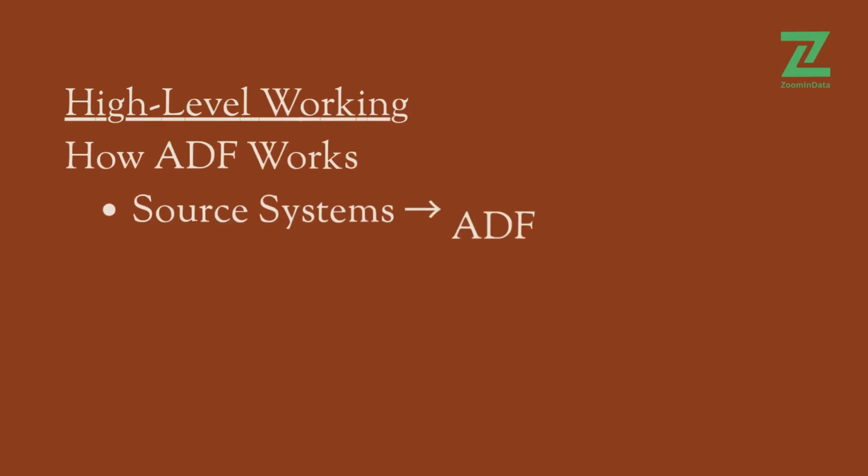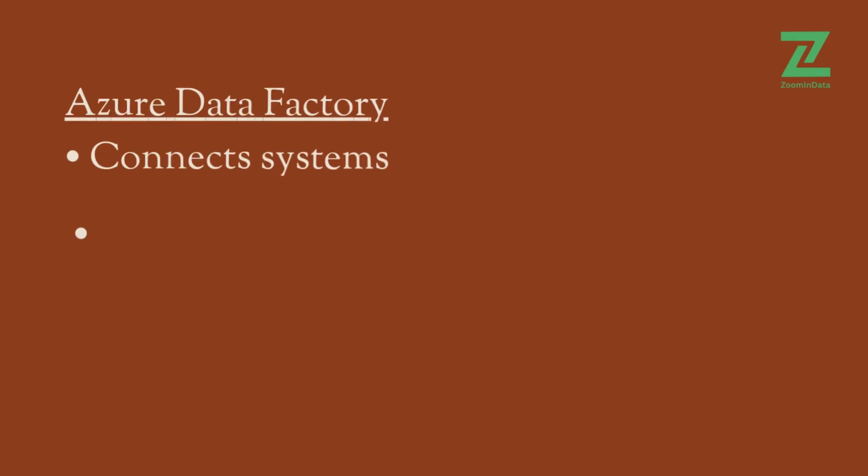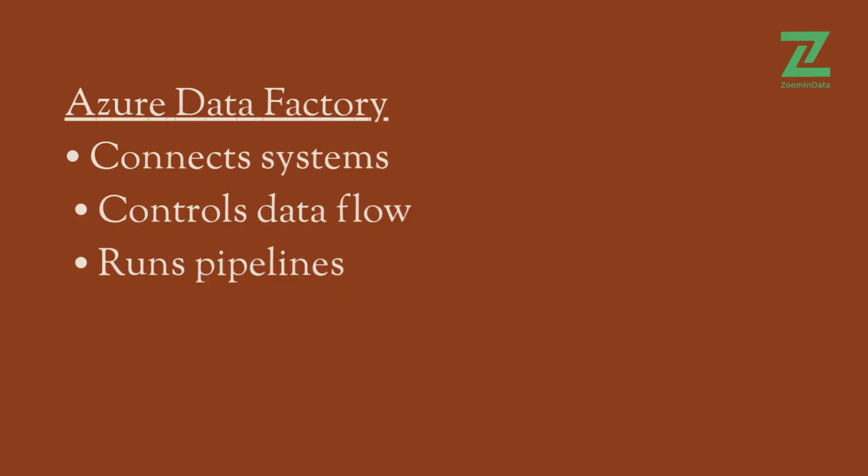At a high level, Azure Data Factory connects source systems to destination systems. It applies rules, orchestrates activities, and ensures that data moves correctly and efficiently. In simple terms, Azure Data Factory acts as a central coordinator. It connects systems, controls data flow, and runs automated pipelines to move data where it is needed.